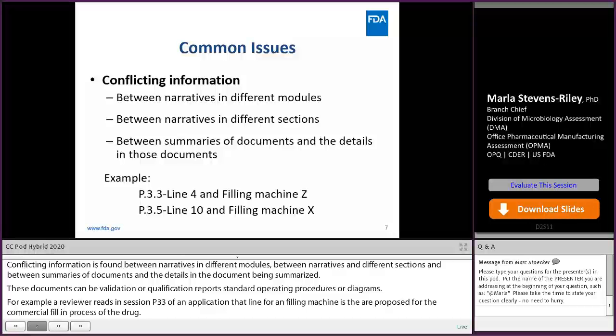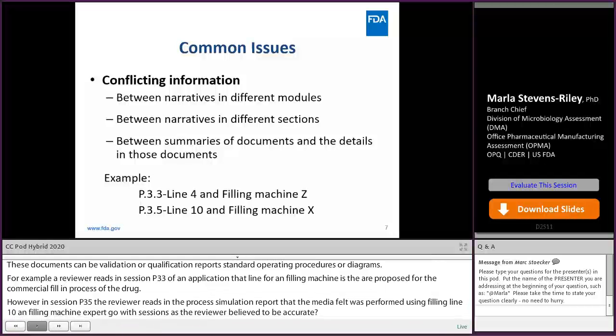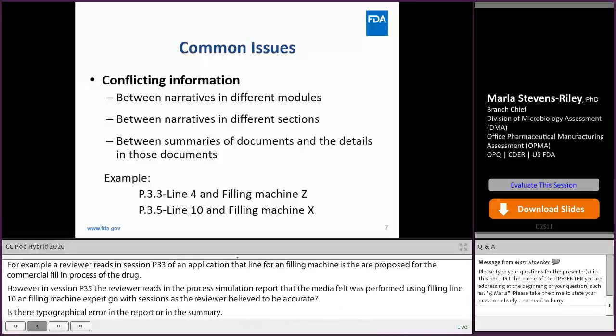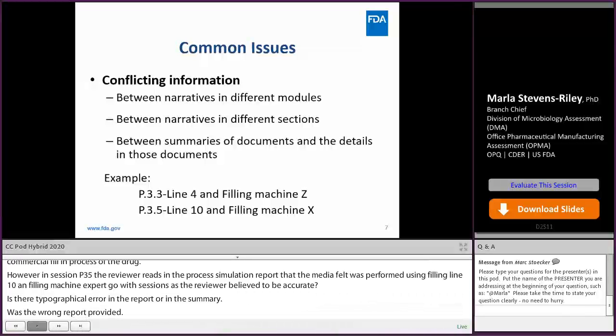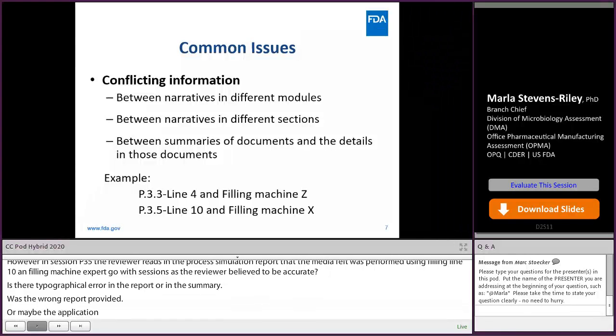Which section does the reviewer believe to be accurate? Is there a typographical error in the report or in the summary? Was the wrong report provided? Or maybe the applicant intends to use both lines, but they forgot to indicate this fact and they forgot to provide the second report. The reviewer must request clarification.